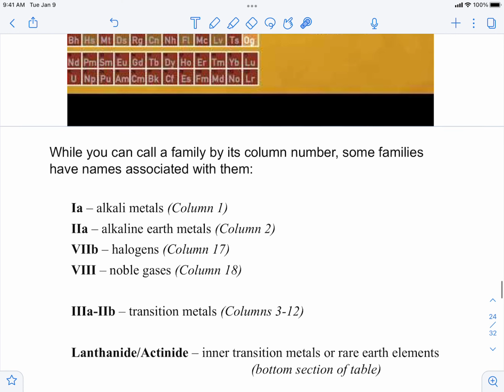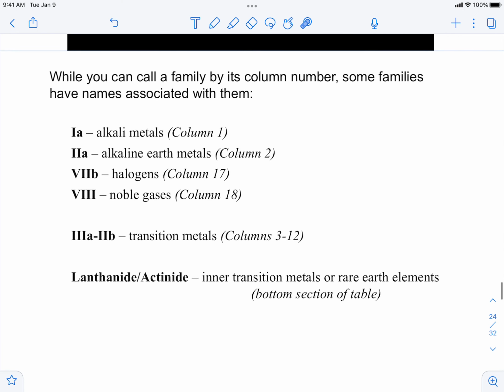Okay, so there are 4 main families that you need to know for sure. We will be referencing them a lot. The first are the alkali metals, which is the very, very first column. If you look at that first column, the alkali metals, by the way, do not include hydrogen.